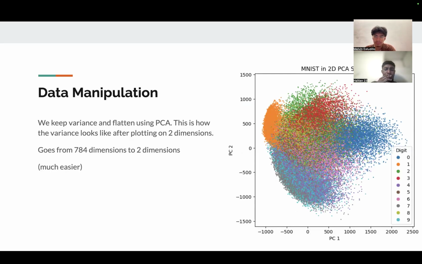And additionally, along with that, we also decided to keep the variance and use principal component analysis, or PCA for short, to show basically what the variance would look like after plotting on two dimensions. And at least from the graph on the right-hand side, it shows a cluster of the different types of digit values, and which digit values appear the most based on this PCA scale.